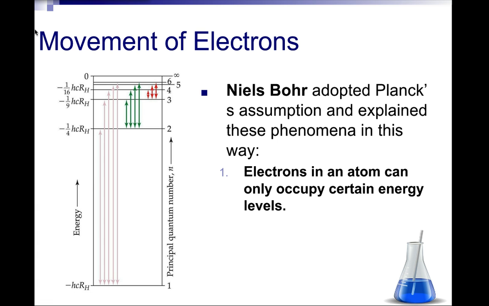First off, Niels Bohr adopted some of Planck's assumptions and explained the phenomena in this way. He said that electrons in an atom can only occupy certain energy levels. If we look here and consider each one of these horizontal lines an energy level, as we can see here with the green, we can occupy from one energy level to the next. With some additional energy, we can go from one energy level up to an even higher energy level.